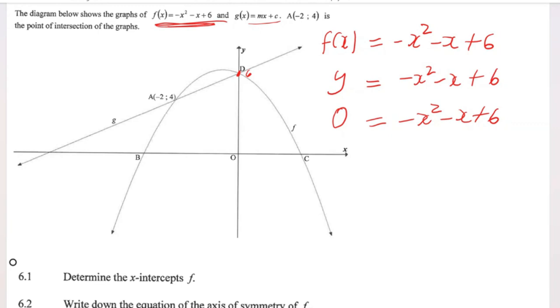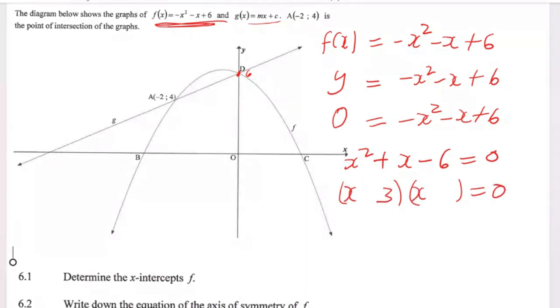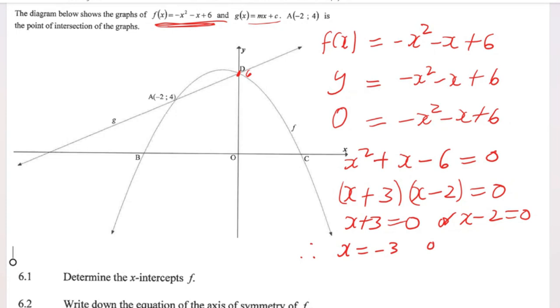Here we can say this is x squared plus x minus 6 equal to 0. This is a quadratic equation that we can factorize. So we are looking for factors of 6 which, when we subtract them, give 1. That is 3 and 2: 3 multiplied by 2 is 6, and 3 minus 2 is 1. So this is going to be x and x, with 3 and 2, plus 3 and minus 2. So x plus 3 is equal to 0, or x minus 2 is equal to 0. Therefore x is minus 3, or x is equal to 2.